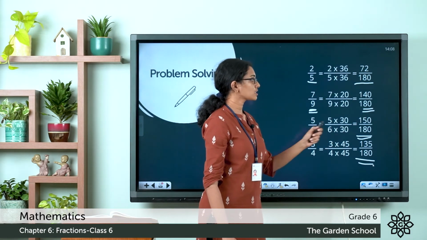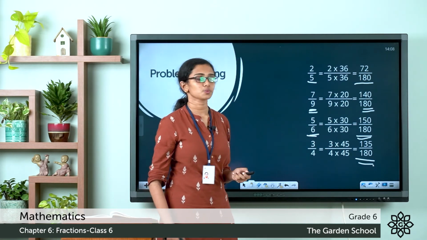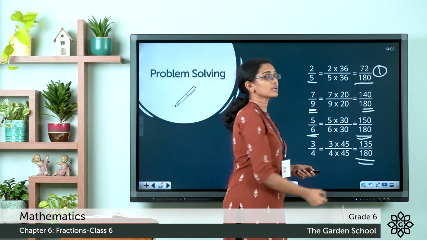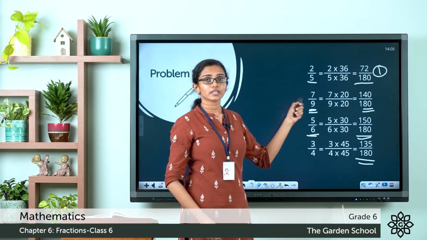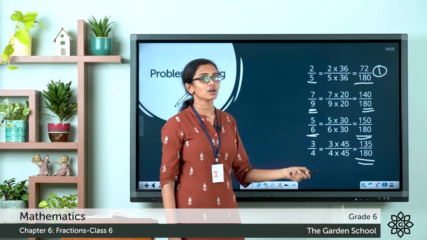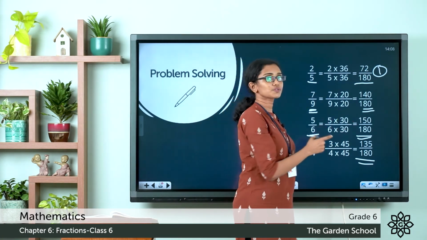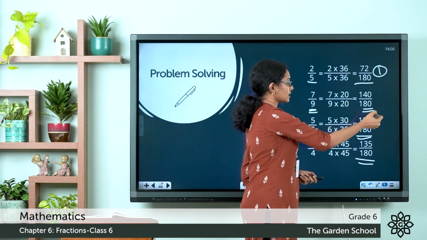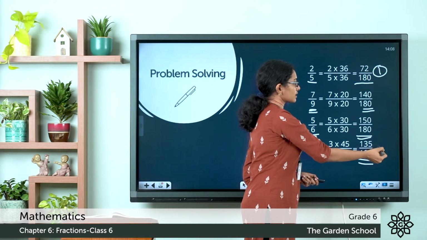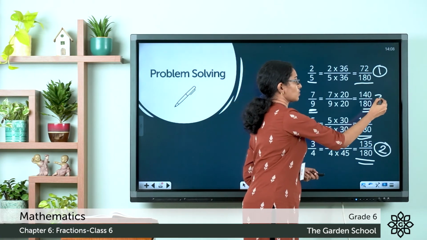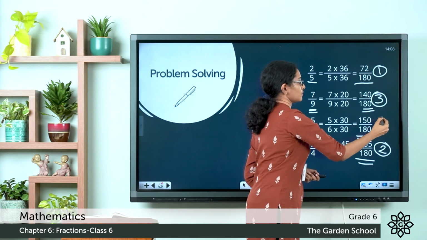So from among these numerators, which is the smallest one? It is the numerator 72. So this is the smallest among these fractions. That is, it corresponds to 2 by 5. So here 2 by 5 will be the smallest fraction. So that goes first in the list of ascending order. Now the next smaller is 135. So this goes second. Now this goes third, and this goes fourth.